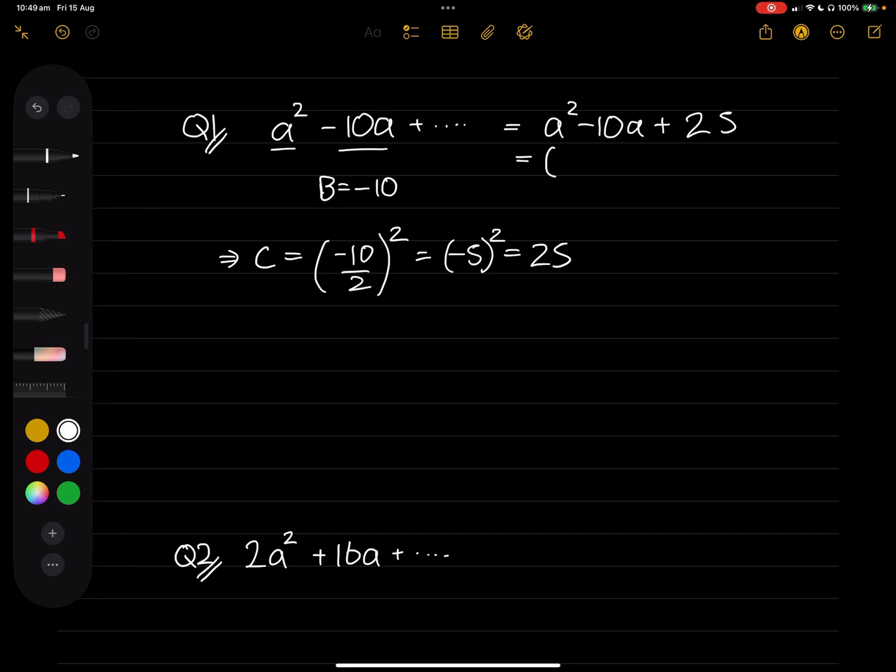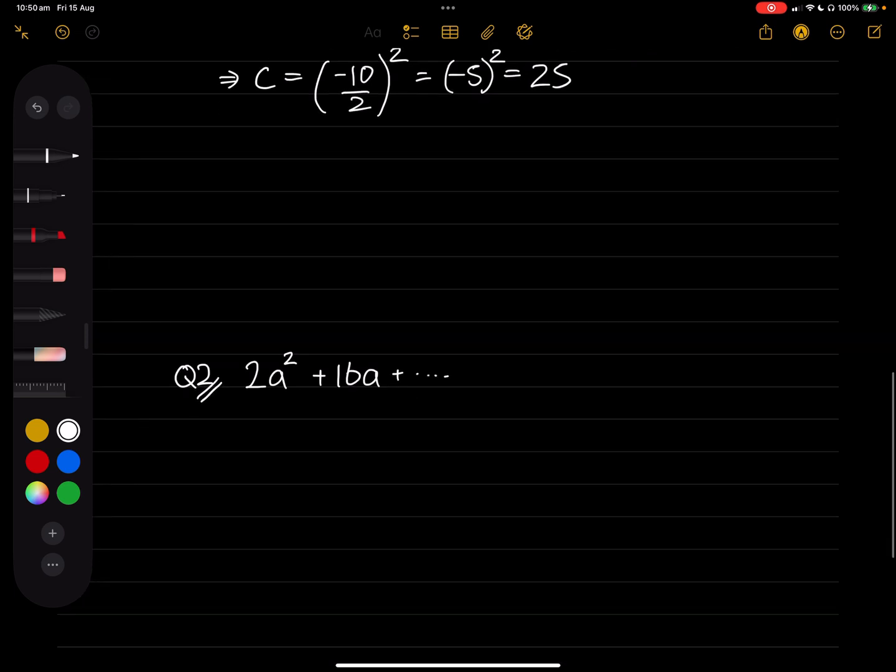If we now factorize this, it will become two numbers which add to make minus 10 and multiply to make 25. That's minus 5 and minus 5. So this becomes a minus 5 squared, and that's our perfect square. So that's question 1 done.